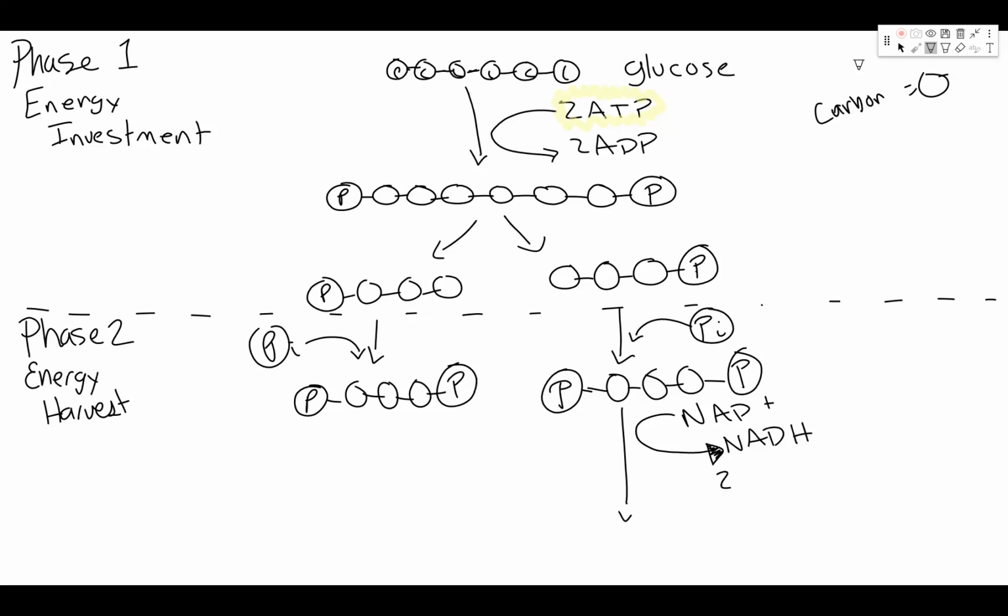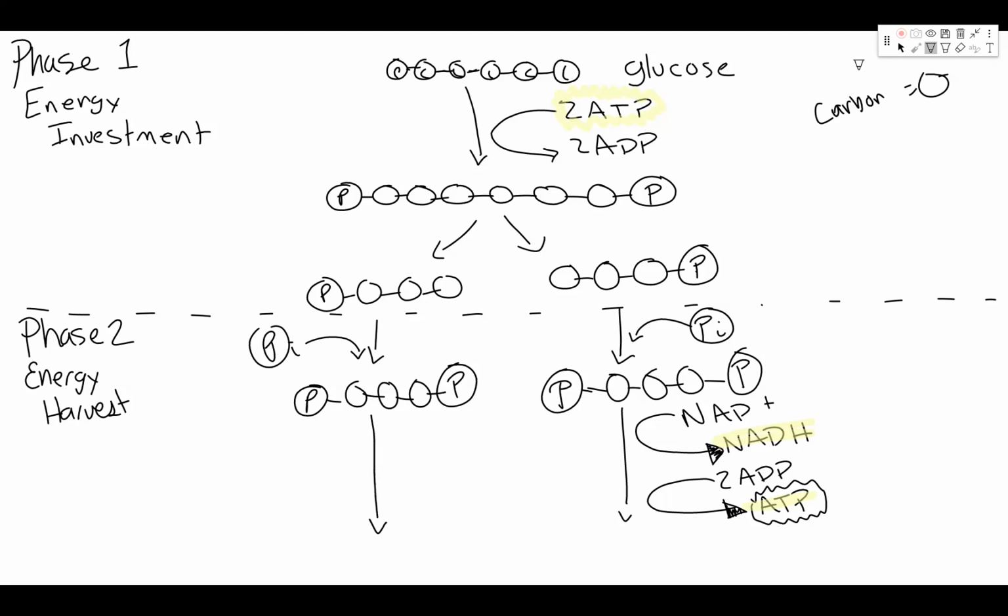And we're going to take 2 ADP, and out of that we're going to get 2 ATP. And again, we've got energy in ATP, and we've got energy in NADH. Yes. So we're taking some hydrogens off of this, and that's going to happen to both of these molecules.